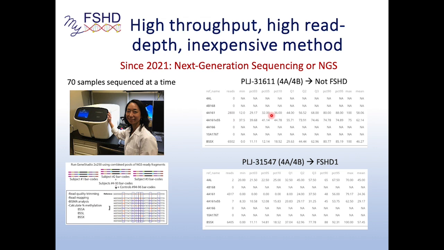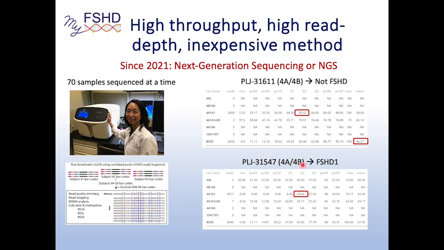Now, we take Q2, 56.52, that is not FSHD. And if we look at BSSX, it confirms that it's still not FSHD, and it's definitely not FSHD2. But think about this range that people have. You think, okay, this is a healthy individual range. Everybody's a little bit FSHD. Now let's look at this case down here.